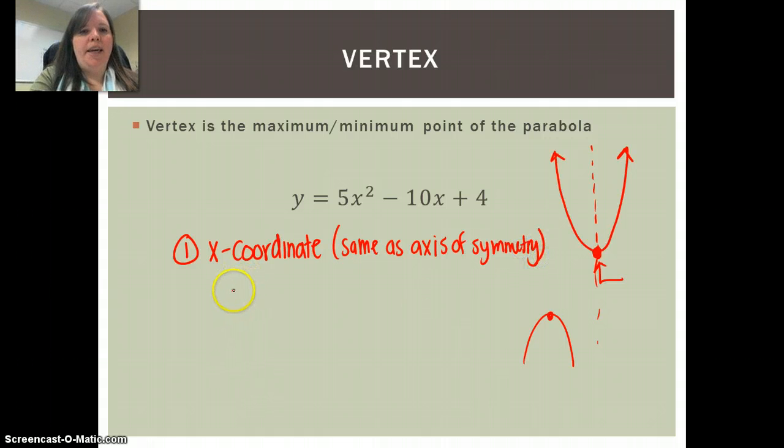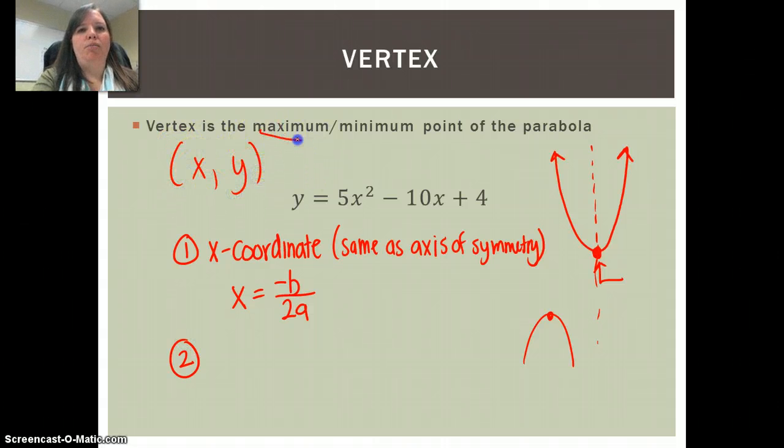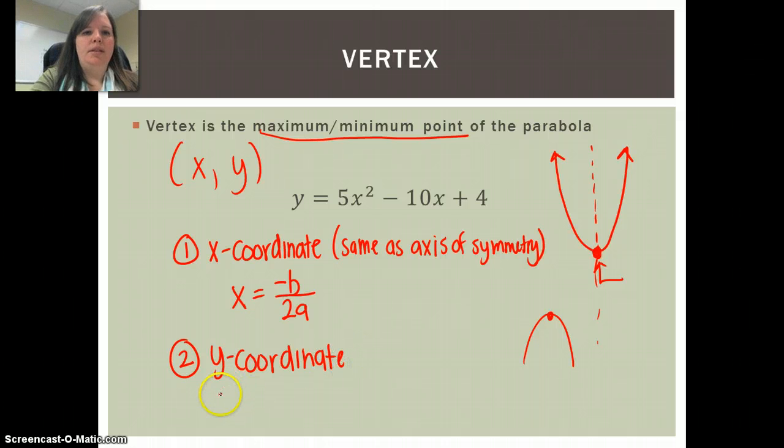So find the x coordinate of the vertex. We're going to take negative b over 2a. If you remember, the vertex is a point here. It's the maximum or minimum point. It's an x and a y. So how do you find the y coordinate when you know the x coordinate? To find the y coordinate, you're just going to plug x in.